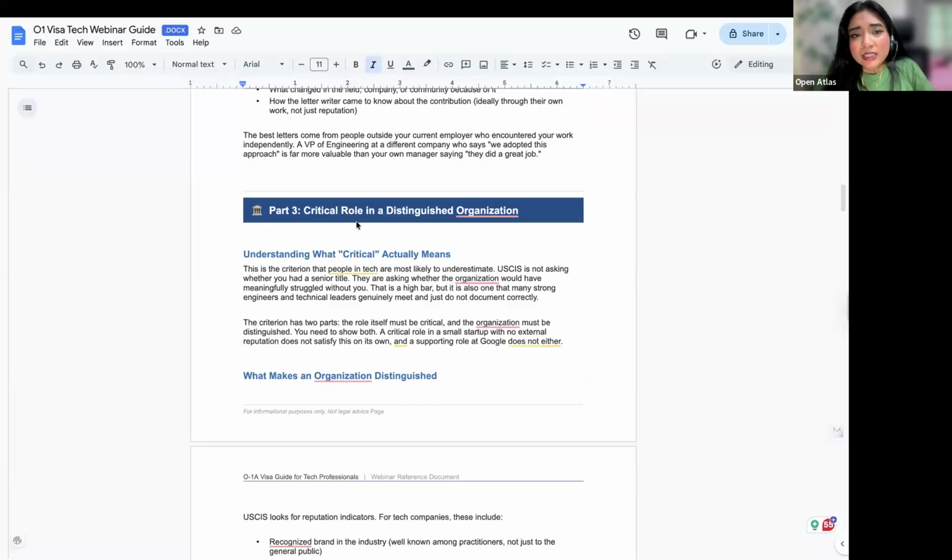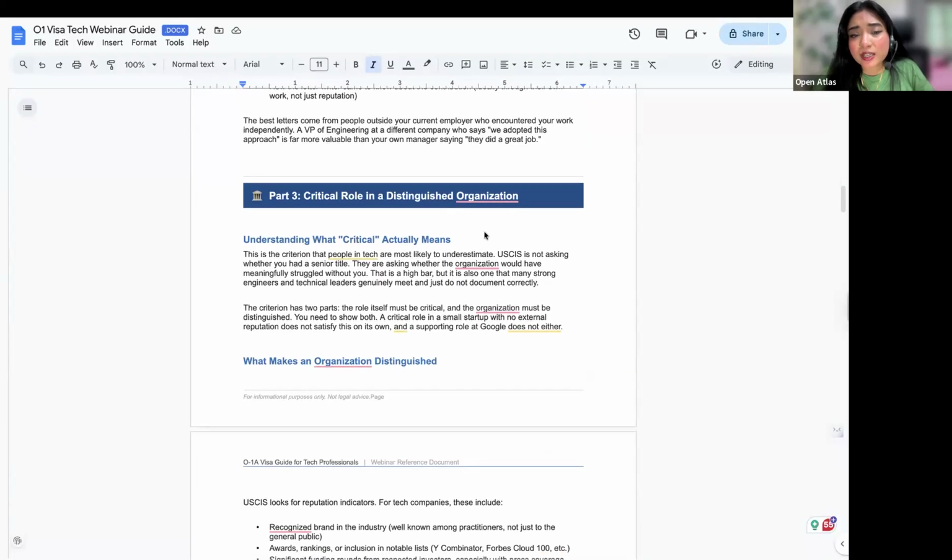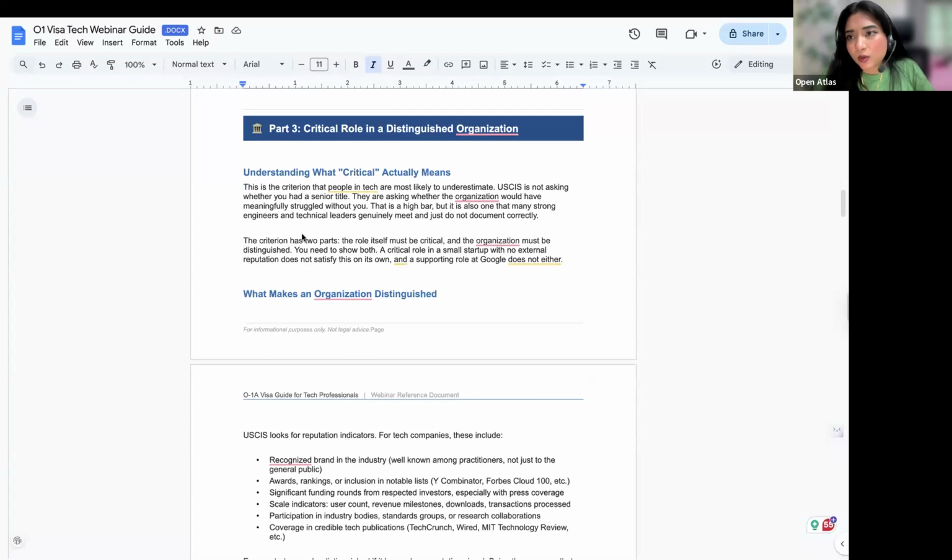Okay. Now, critical role in a distinguished organization. Before I move ahead with the doc, critical role plays a major role in your petition as well because it talks a lot about the criticality and complex nature of work that you are doing. So a lot of decision making powers and leadership qualities, there are two ways to define the critical or leadership role. We are actually talking about only critical role, we are not talking about the leadership, which is a very different segment than critical role.